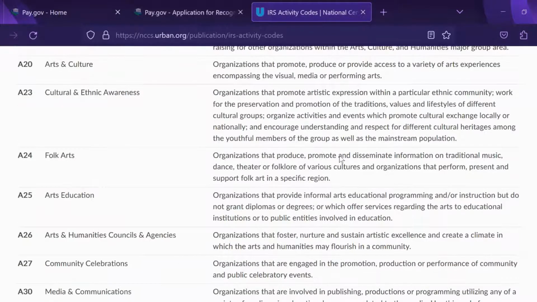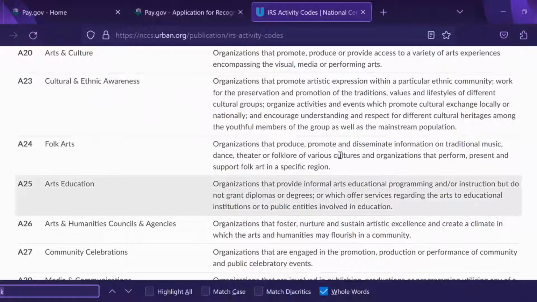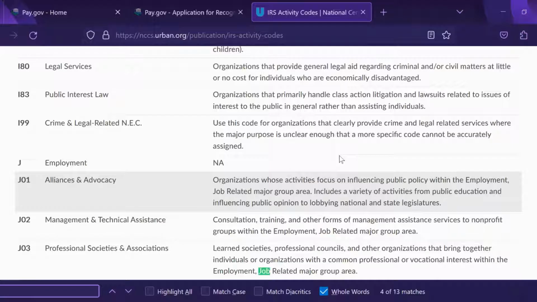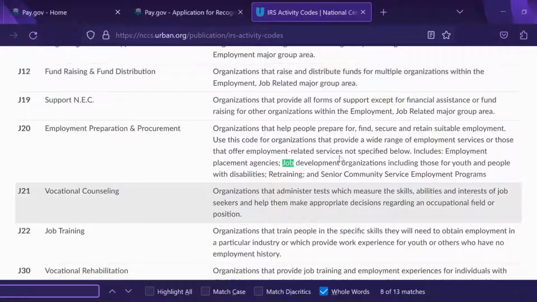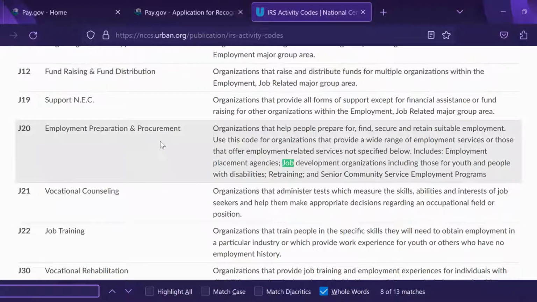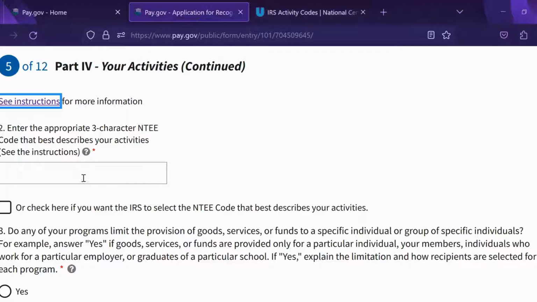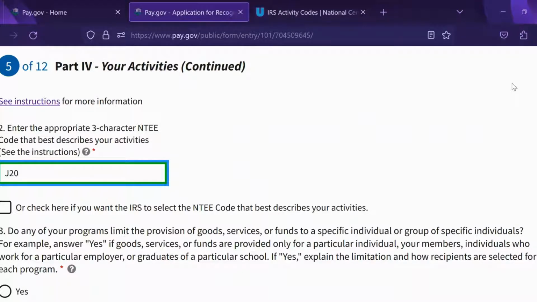Let's do a search. See if it has anything for job training or workplace employment preparation and procurement. We're going to go ahead and select J2. Be sure that you search this page and find the appropriate code for your organization. We're going to go ahead and select J20. Okay. And again, if you want, you can check this box and the IRS will select your code for you.